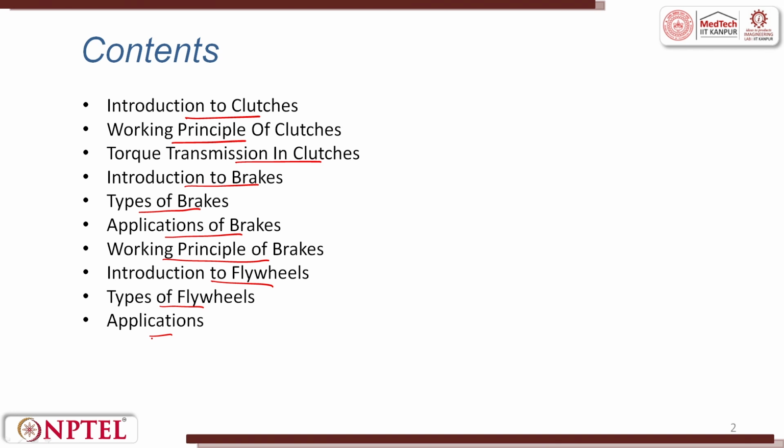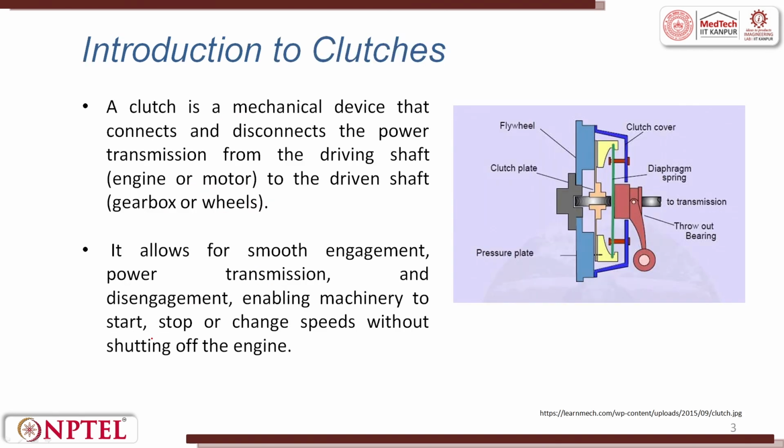When I say clutches or clutch, as a definition, it is a mechanical device that connects and disconnects the power transmission from the driving shaft, that is engine or motor, to the driven shaft, that is gearbox or wheels. So, this is a typical clutch being shown here. This is a clutch cover and this is a clutch plate that engages and disengages, and there is a flywheel that is connected to the clutch.